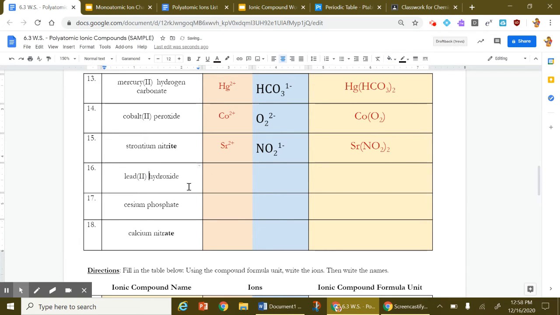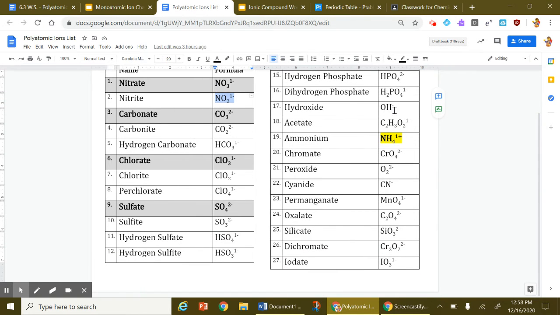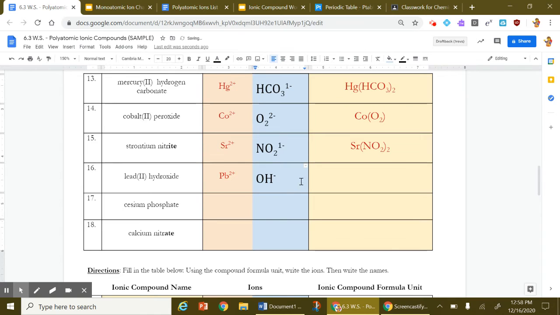Lead 2 hydroxide, okay? Lead is Pb, and it's 2, so it's 2 plus. These are all 2 plus. That's purely coincidental. Hydroxide. What the heck is hydroxide, all right? That's a polyatomic ion. Let's take a look. Hydroxide is OH minus. Cool. OH minus. Okay, very good. So, lead is 2 plus. Hydroxide is OH minus, okay?